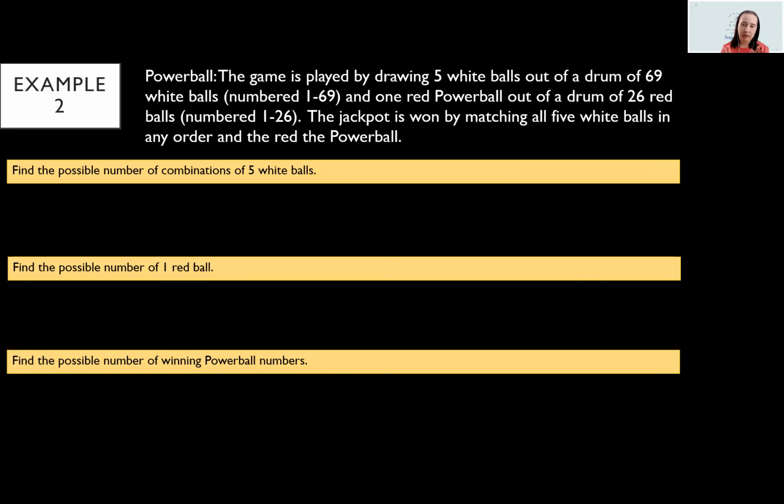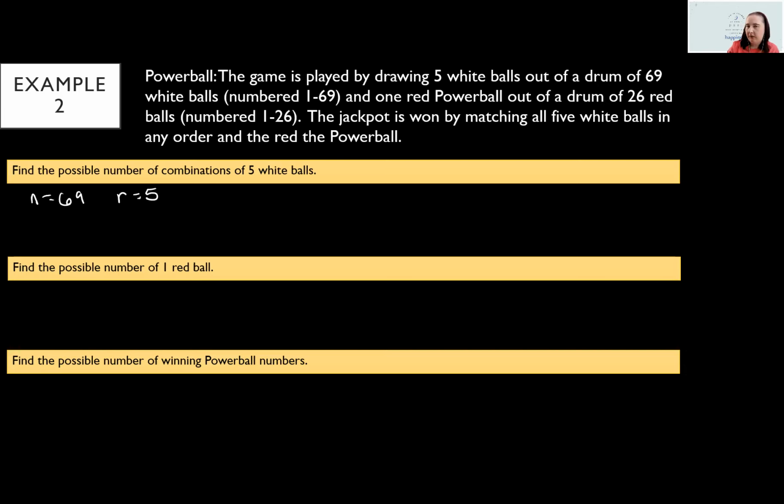So if you wanted to find the possible number of winning Powerball numbers, you actually have 2 calculations to do first. So first is to find the possible number of combinations of white balls. So how many different ways can we get 5 white balls? So, how many ways might that happen? So that is, we've got 69 white balls. So the n is 69, and we're choosing 5 of them. So r is equal to 5.